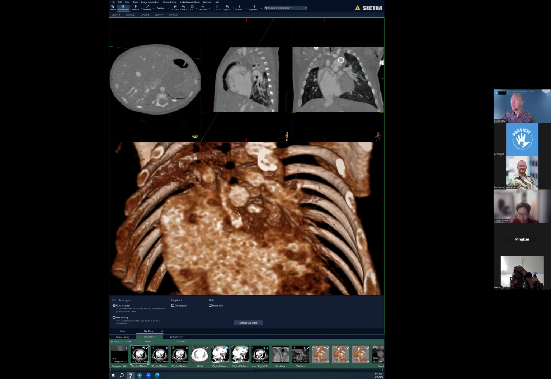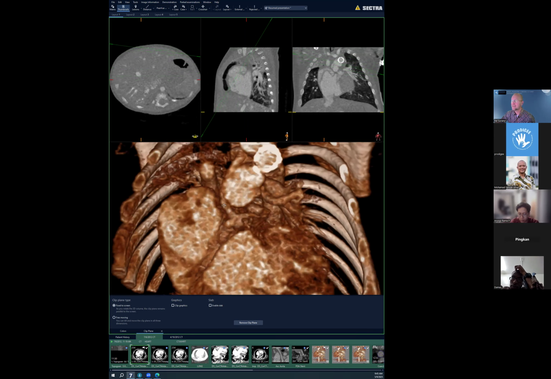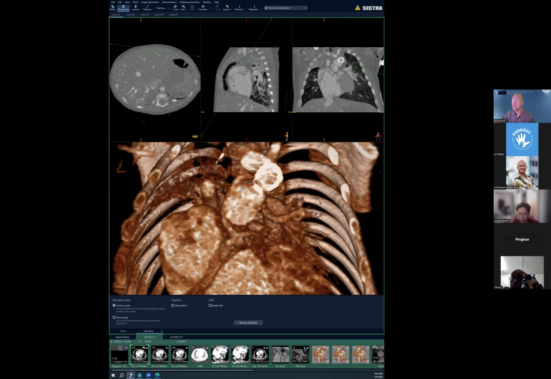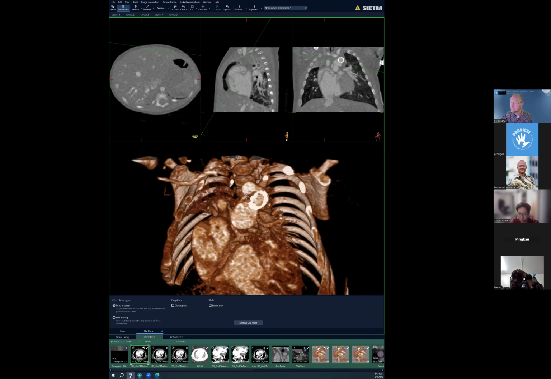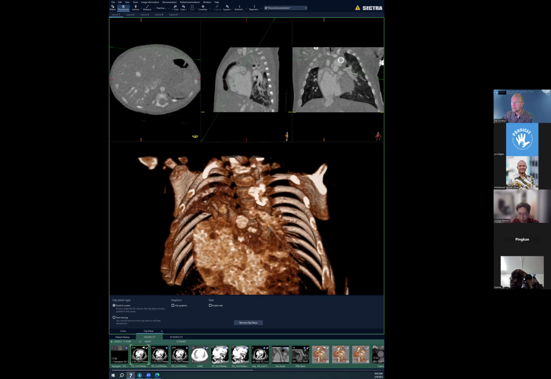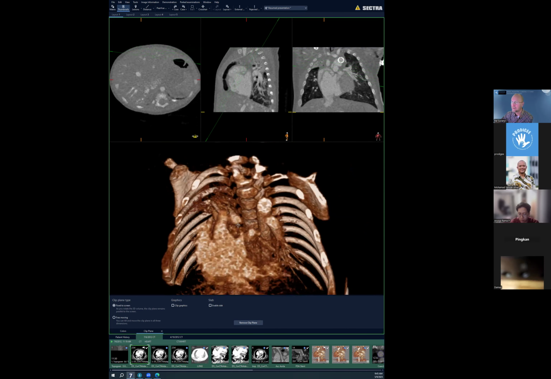So just to orient everybody, this is the native aortic root with the coronary arteries. This is our hypoplastic ascending aorta. This is the PDA stent with the big pulmonary artery. This is the descending aorta. This is the left pulmonary artery band. And you can see the right pulmonary artery band is right here. That's where it's narrowed.